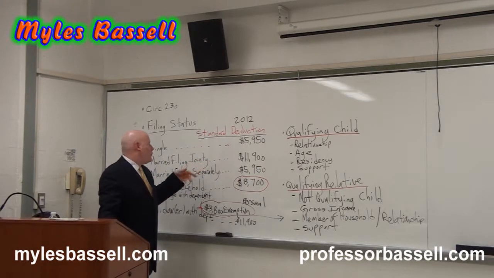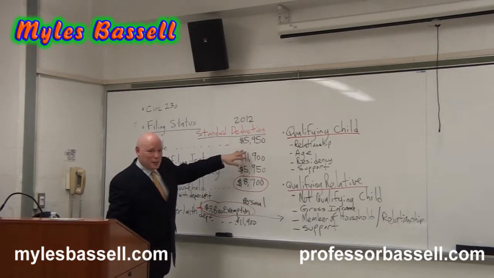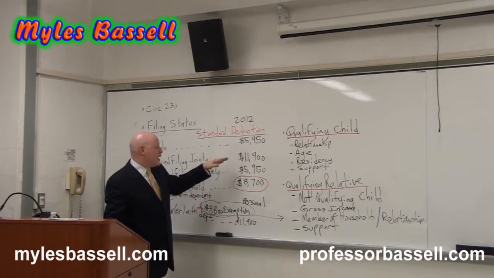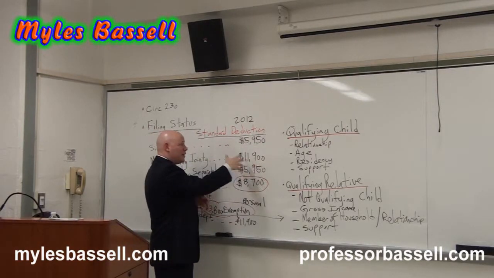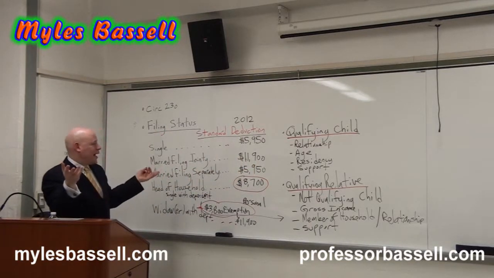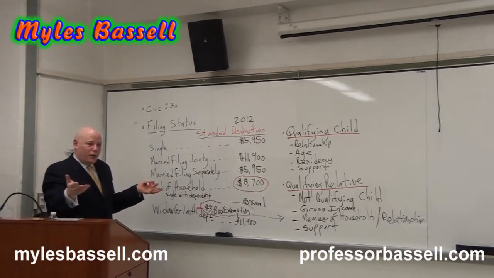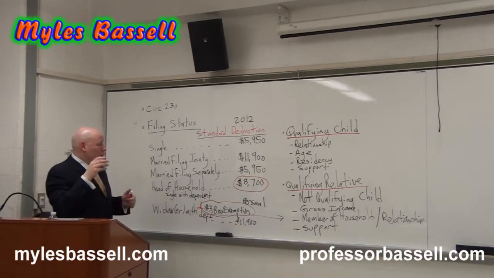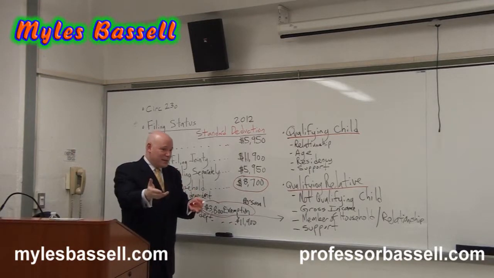Now, you were saying, well, what if I want to file single? I don't know, why would you want to do that? Because right away, the first thing is we see this huge difference, almost $6,000 difference in the standard deduction. So the tax shield, if you're in a 30% tax bracket, is going to be approximately $2,000. So that means you're going to pay about $2,000 more in tax.